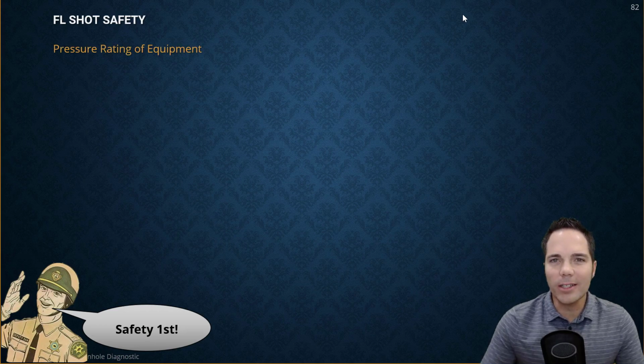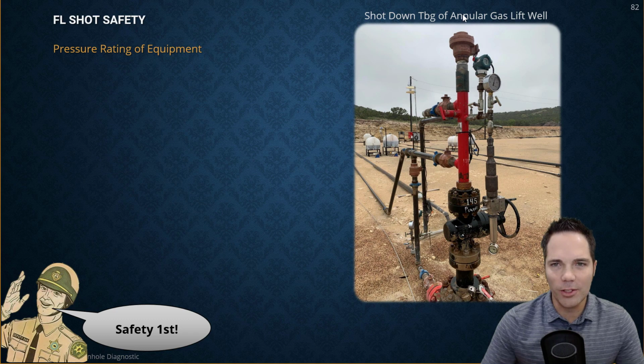So let's talk about a little bit of safety here when it comes to fluid level shots. Okay. The first thing that you want to really think about, well, there's a couple things, but this one is quite important, especially on high pressure wells. What is the pressure rating of the equipment? Okay. So if you look at this fluid level shot, this is a very unusual setup. Here's my gun. Okay. It's upside down, and this is a gas lift well, but it's an annular gas lift well, which means that they are injecting gas down the tubing.